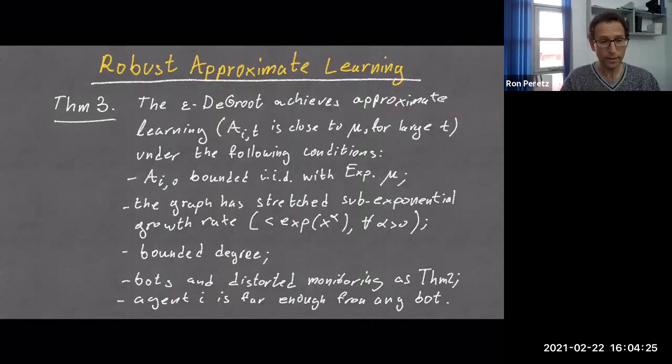Okay, so this is in contrast to the DeGroot dynamics, where when you have a finite graph, one bot influences the entire network, regardless of how big the network is. But with the epsilon DeGroot dynamics, the bot will only have a certain radius of influence. So if the graph is large enough, then most of the agents will not be influenced. Yes, Abraham.